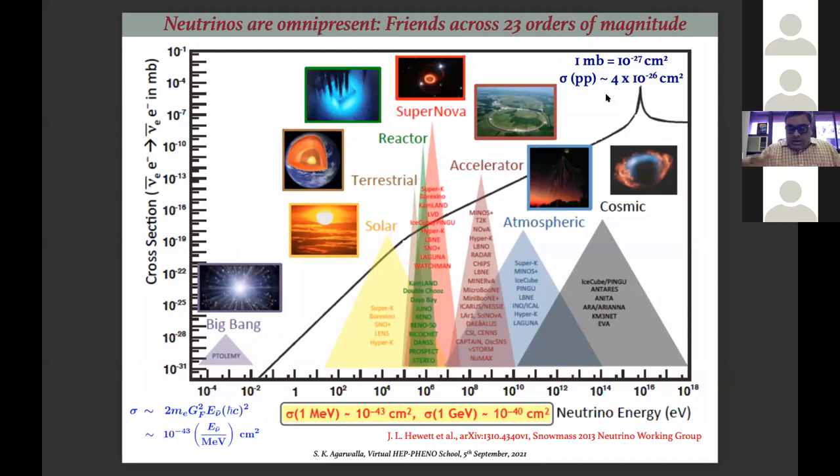So the message that you should take is that if you study neutrinos, they help you to learn about fundamental science across an energy range of around 23 orders of magnitude. And that is very important. Now let me go to my next slide.